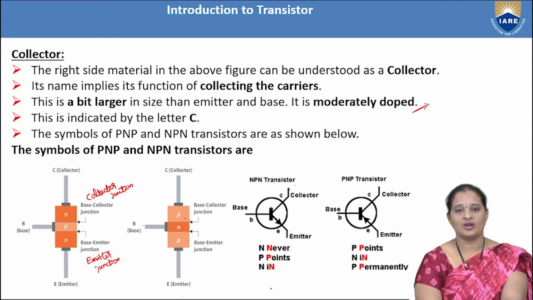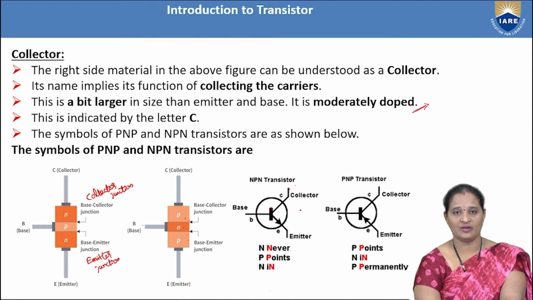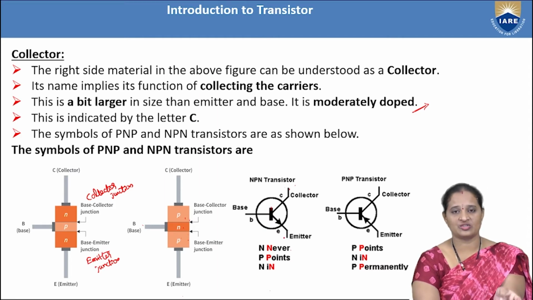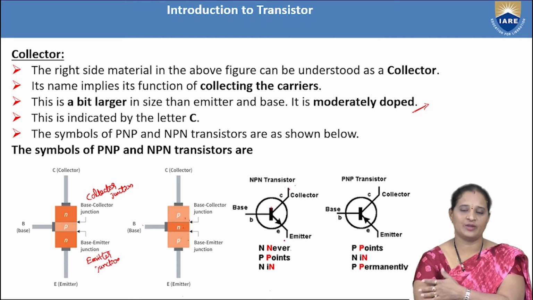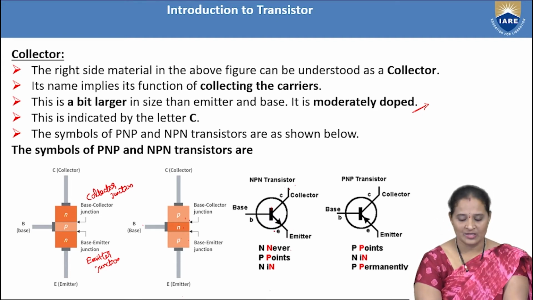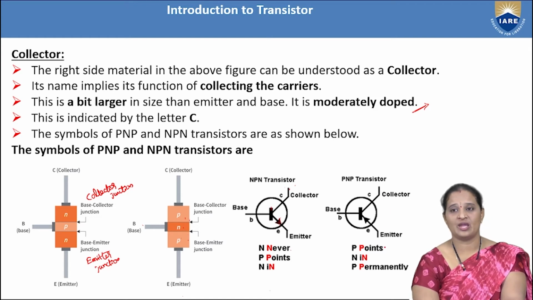NPN stands for never points in. That means by looking at this statement, we can remember the direction of the arrow in an NPN transistor will always be outside. It will never be inside. That is why it is outside. Now coming to the PNP transistor, PNP stands for points in permanently.